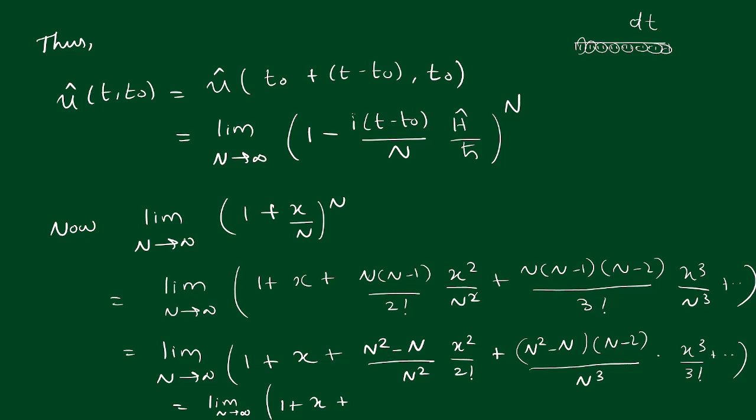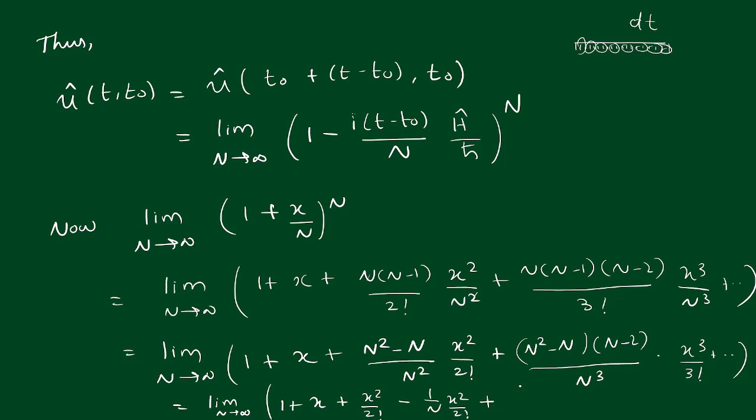Okay, take only the first term here. So that simply gives you x square by 2 factorial. What is the remaining term? Minus 1 by n x square by 2 factorial. Is that correct? I just split this term, right? N square by n square is 1, so you've got x square by 2 factorial minus n by n square is 1 by n and x square by 2 factorial. Is that correct?